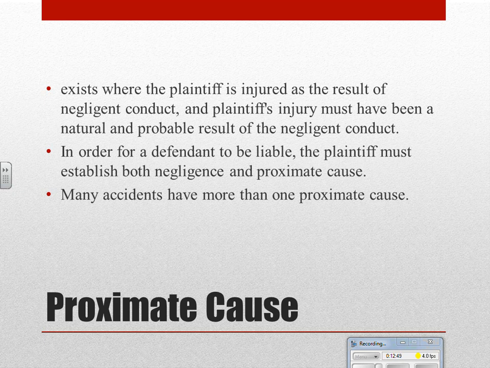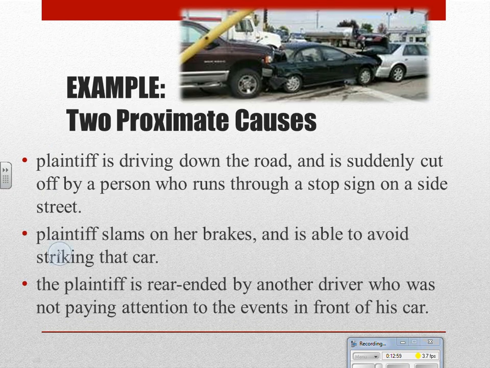Without one, would the other have occurred? Okay, so in a lot of accidents, we have more than one proximate cause because there could be more than one thing going on here. I'm going to move on to just hit this example, and then we'll come back to the other. Okay, for this example, there are two proximate causes.